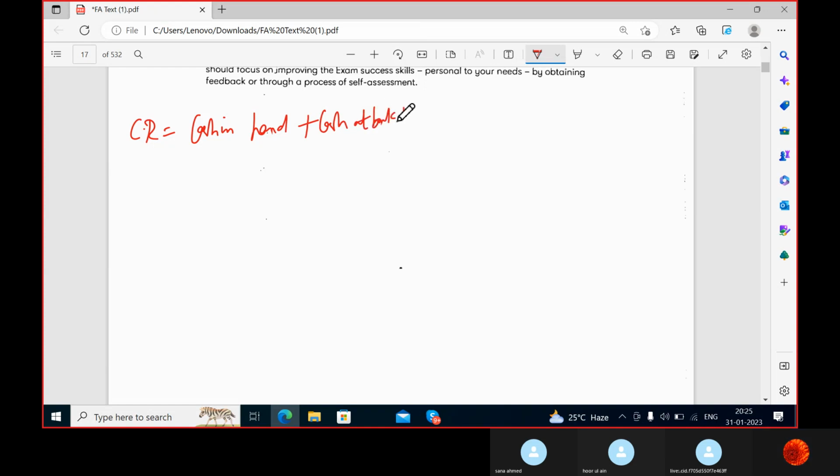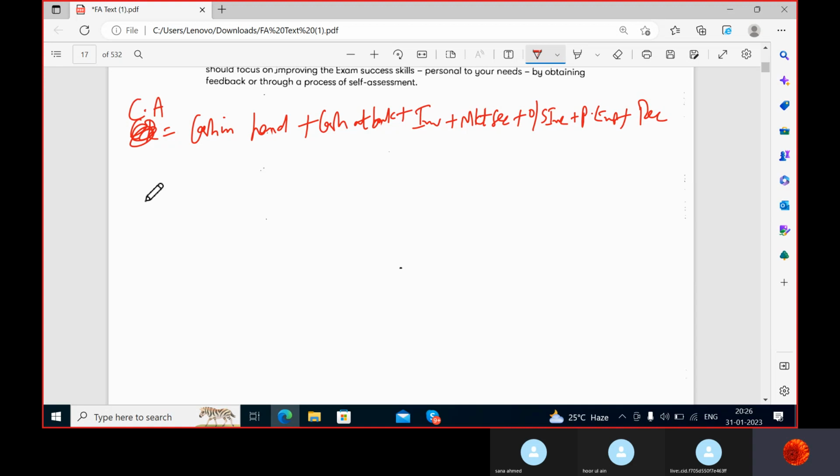I'll write down some points here. Current ratio: cash in hand, plus cash at bank, plus inventories, plus marketable securities, plus outstanding income, plus prepaid expenses, plus receivables. So these are all your current assets under current ratio. So I'll write current assets.